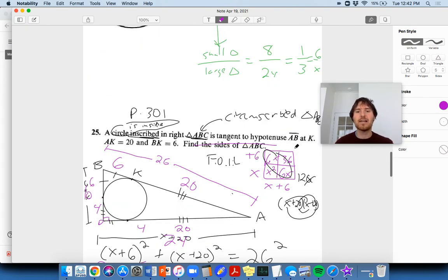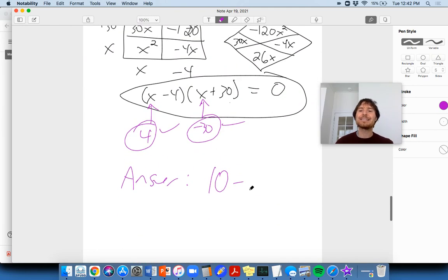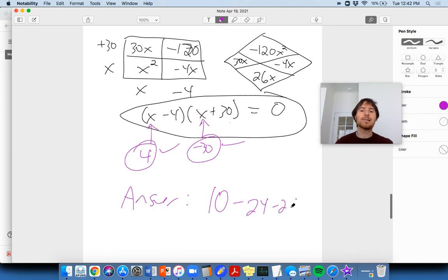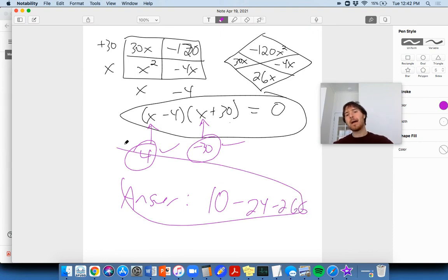We need the side lengths: find the sides of triangle ABC. Well, I got 10, I got 24, and I got 26. Drop the mic. We got it.